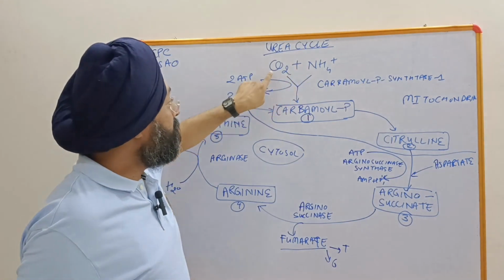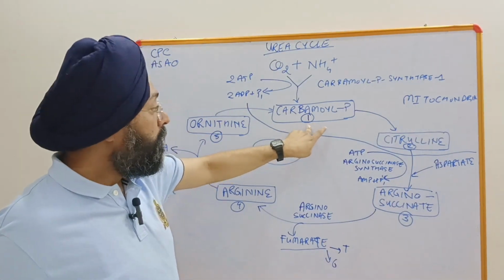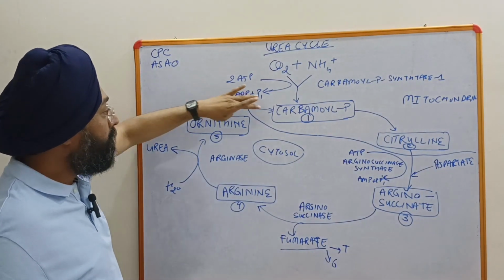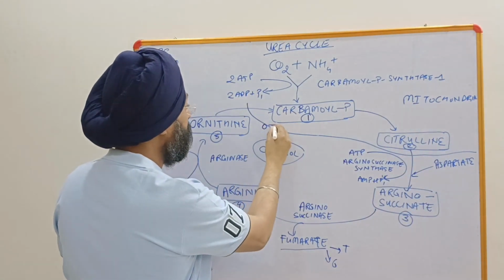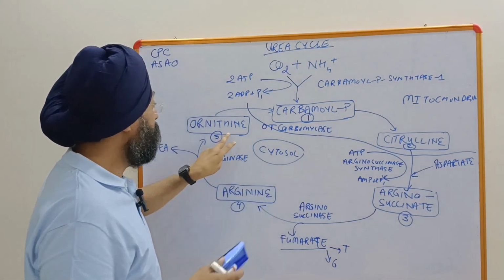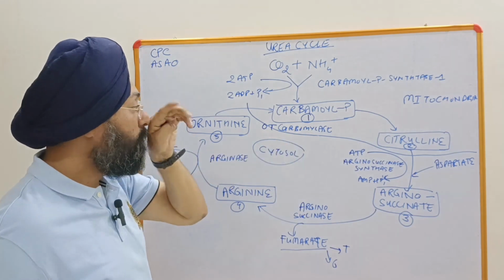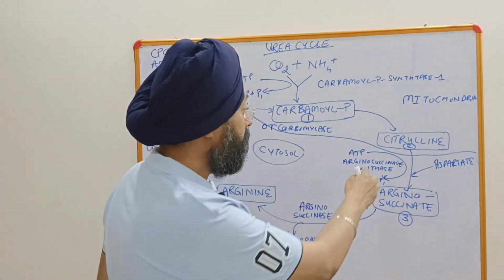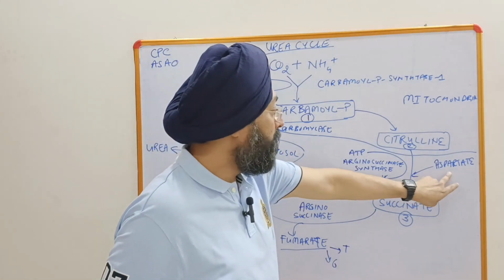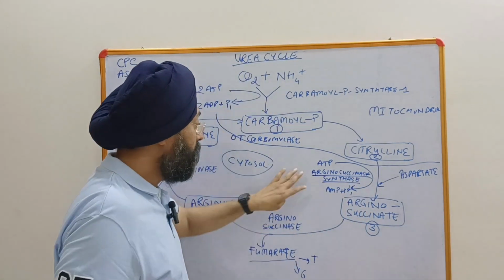Now, as we discussed, carbon dioxide derived from bicarbonate and ammonium ion combine to form carbamyl phosphate, right? This is the first step, and this takes place in mitochondria. Then ornithine and carbamyl phosphate, in the presence of the enzyme ornithine transcarbamylase, form citrulline, right? Citrulline, this is the second step. Citrulline then forms argininosuccinate by combining with aspartate, right? The enzyme involved is argininosuccinate synthetase, right?